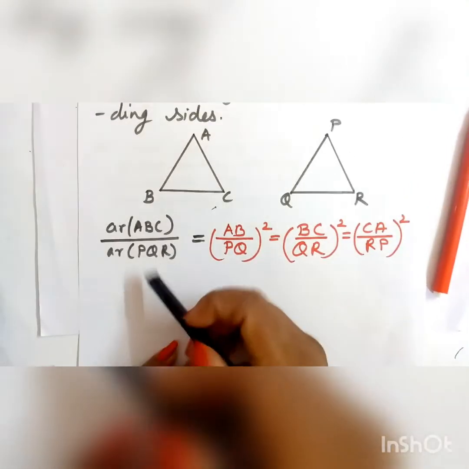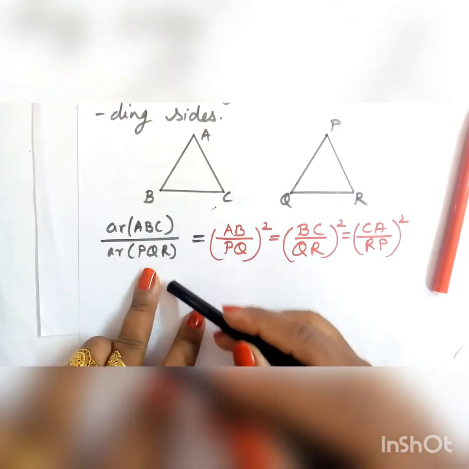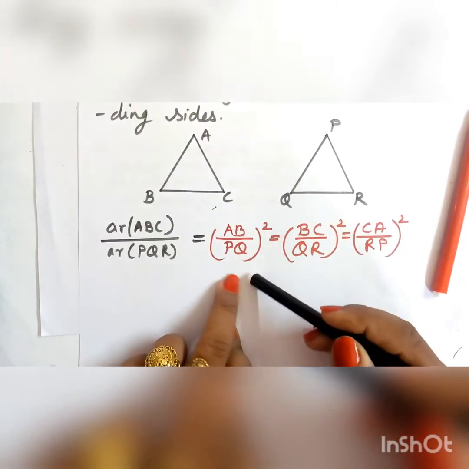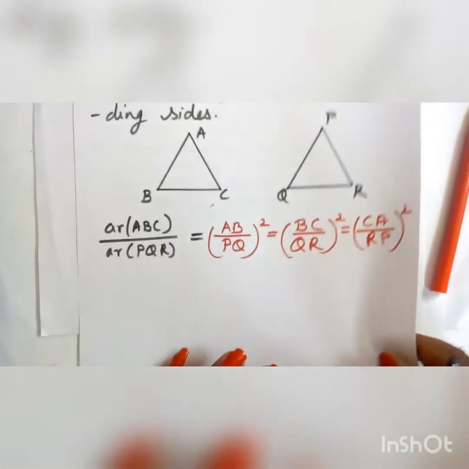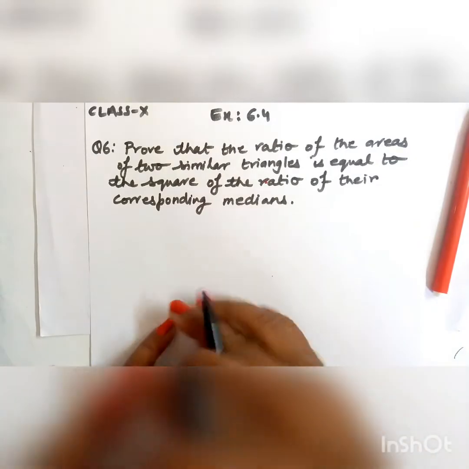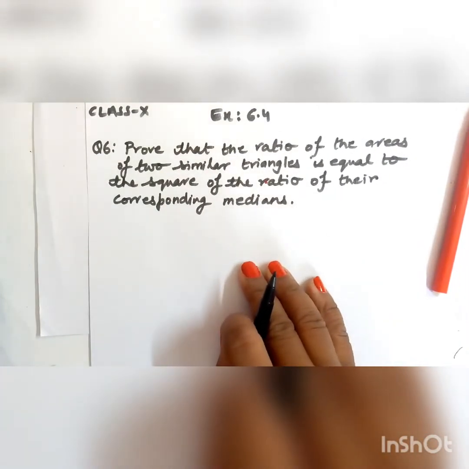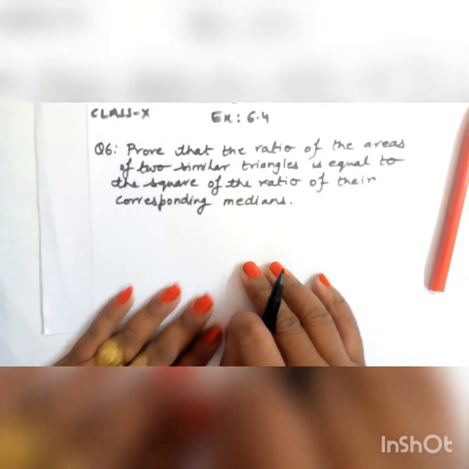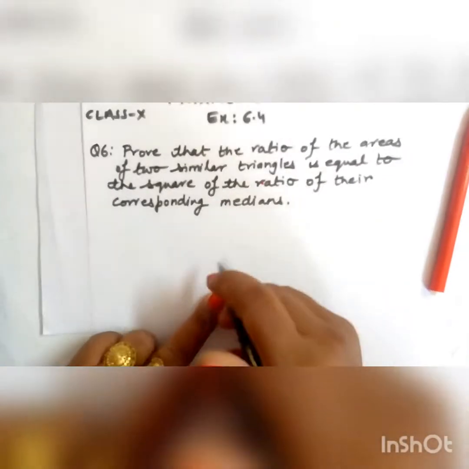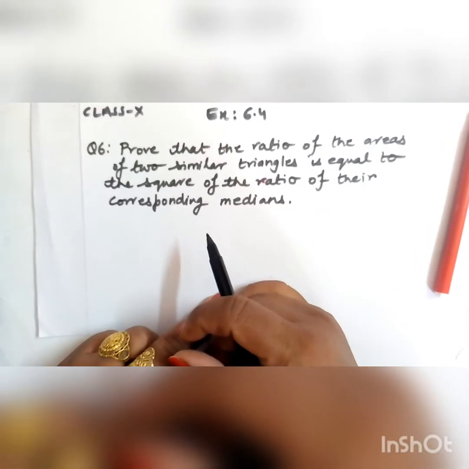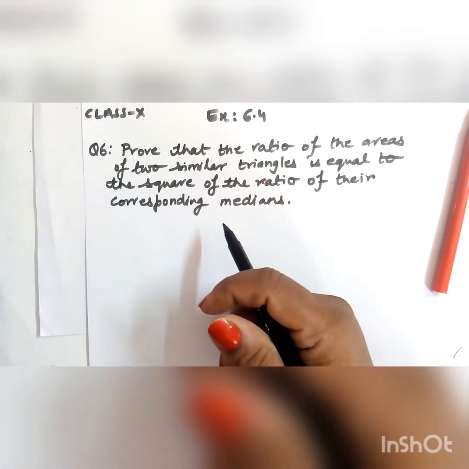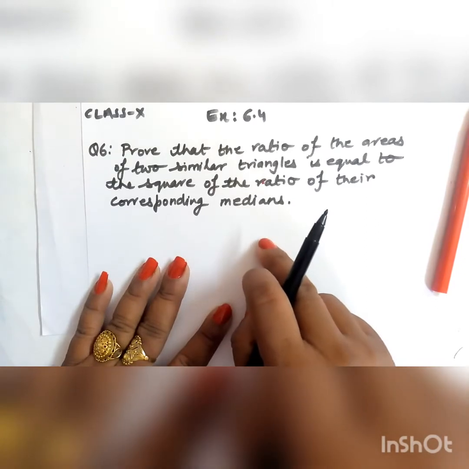When the triangles are similar, the ratio of areas is always equal to the square of the ratio of the corresponding sides. Now we have to prove this, and this question is also very important, regarding their medians. Let me tell you, we can also apply this when we have altitudes: the ratio of the areas will equal the square of the ratio of their altitudes also. So first of all, take the corresponding medians.